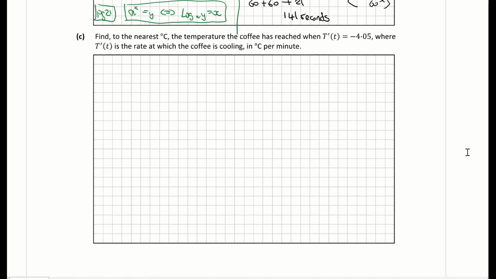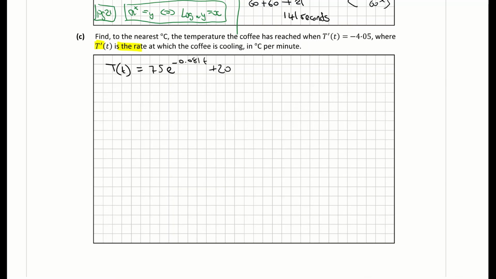Looking at part C, find to the nearest degree the temperature the coffee has reached when T dash of t is equal to minus 4.05, where T dash of t is the rate at which the coffee is cooling. So you can see a couple of keywords there: rate of change. T dash is your first derivative. So they're talking calculus, differentiation here basically. So first of all, we need to find the derivative of the formula for temperature. So we have T of t is equal to 75e to the minus 0.081t plus 20.